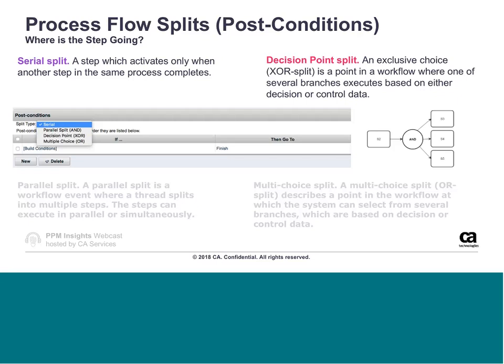So that's a serial split and a decision point split. So a serial split is when one step goes to the next step only after the predecessor step completes. So it's kind of like the one-to-one relationship. And then the decision point is a choice in the workflow where several branches can execute on that decision. So we're going to have both serial and decision points in our process. So let's go ahead and add them. And again, the parallel split and the multi-choice I've added here just for that additional learning later on.